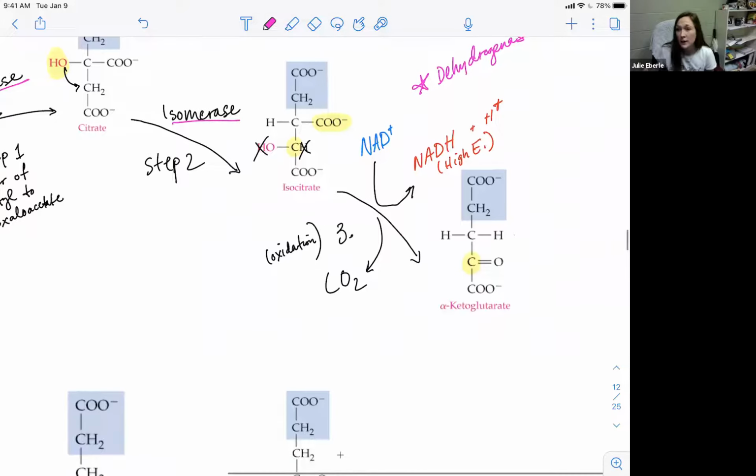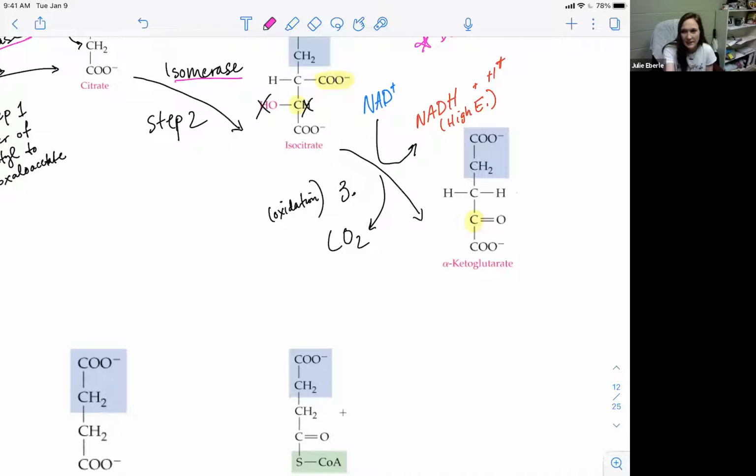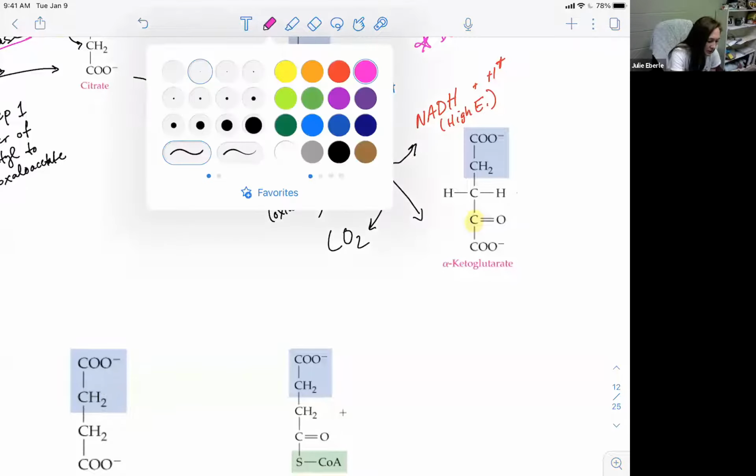Okay, so there's a lot going on in step 3. Step 3 is the first step in the citric acid cycle that requires a coenzyme. And we produce the reduced coenzyme form NADH, all right? And it's high energy, and that's going to feed into the electron transport chain. We'll see in a little bit. All right, let's keep going now.